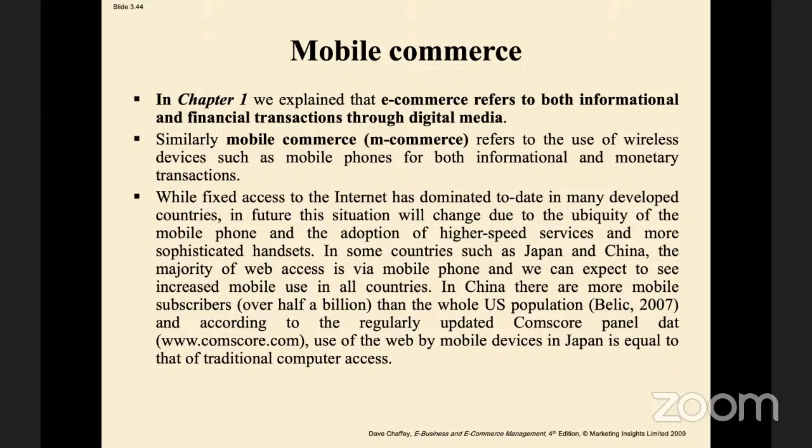And according to the regularly updated Comscore panel data, use of the web by mobile devices in Japan is equal to that of traditional computer access. So it is also a very high number. It is being followed in Japan and China, but not only there, also in other countries like Malaysia. Nowadays, they are also shifting all their activities to mobile phones.